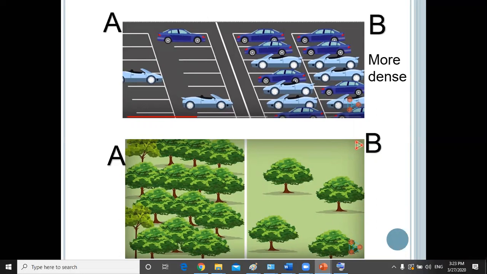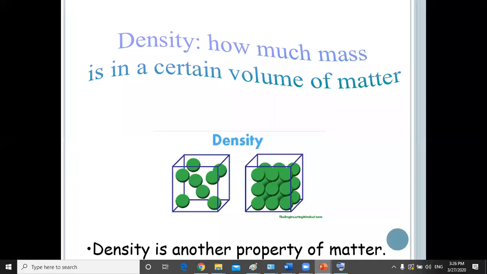We have two forests here. Which one is more dense, crowded with trees? Great job. Really, A is more dense than B. So, how much mass exists in a given volume? We call it density.